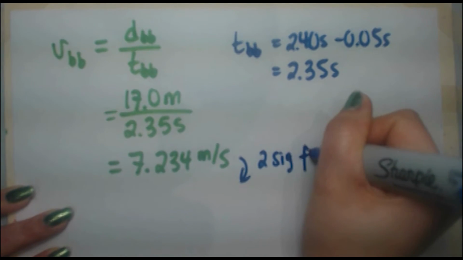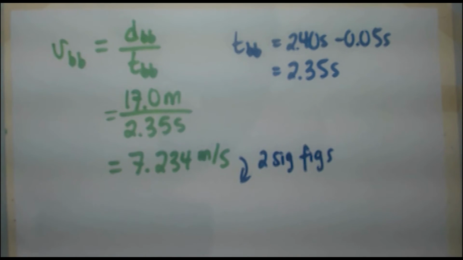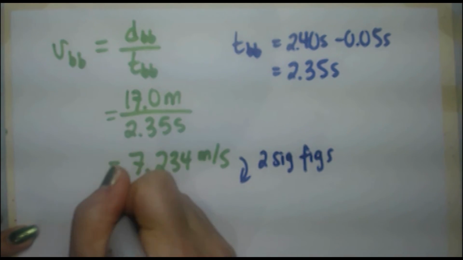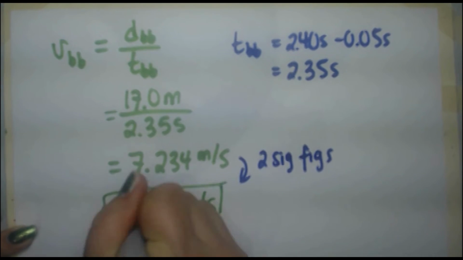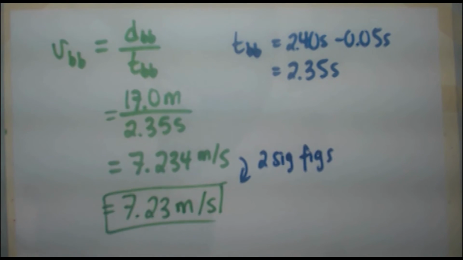Okay, so when we round this, we're going to get the following value: 7.23 meters per second. Okay, so therefore, that's the speed of the ball when it leaves the bowler's hand.